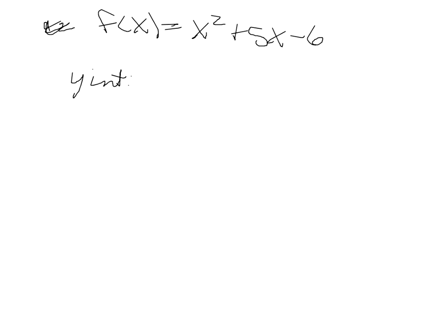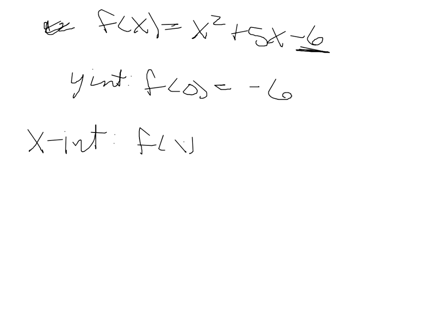So my y-intercept, let's see, so x squared plus 5x minus 6. The y-intercept, even though this is general form, you still plug in 0 for x, and you get the c value, minus 6. The x-intercept, you always let f of x equal 0, even when it's not a parabola. So f of x equals 0.